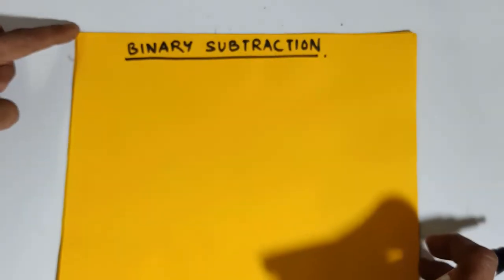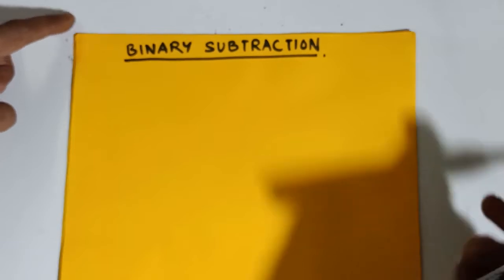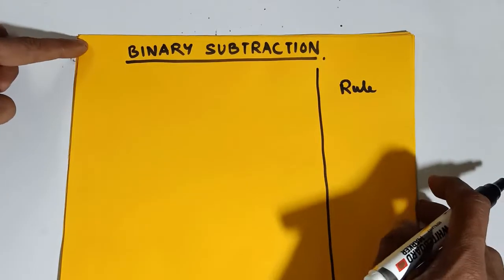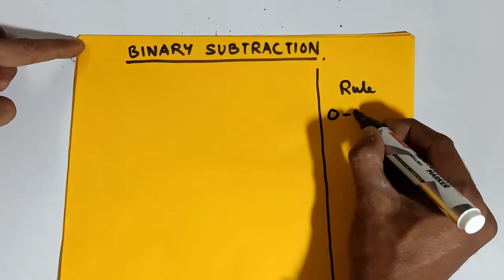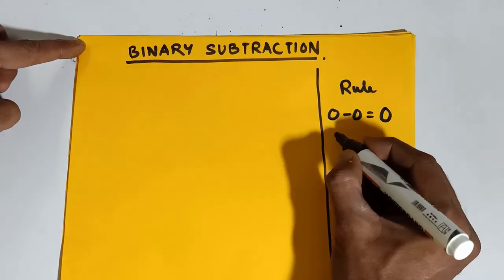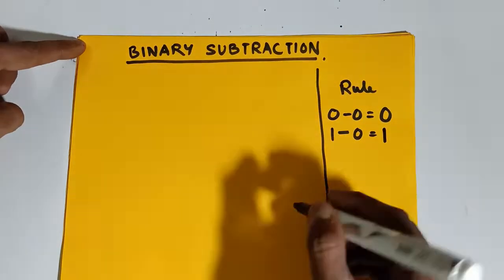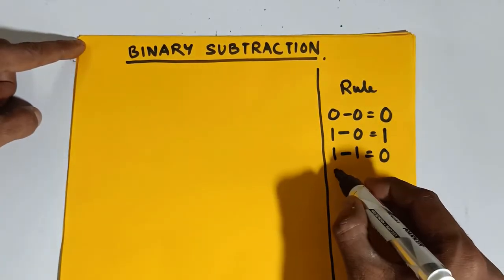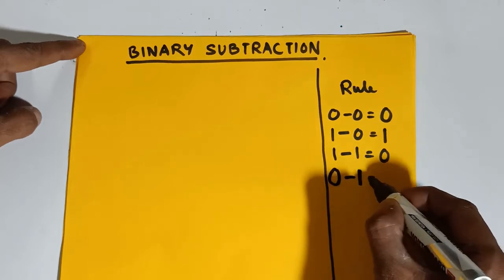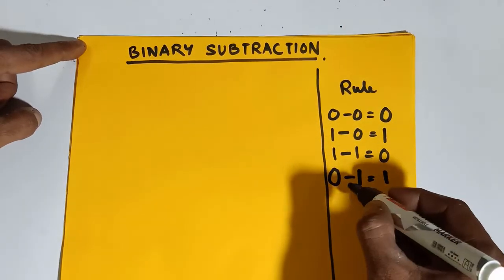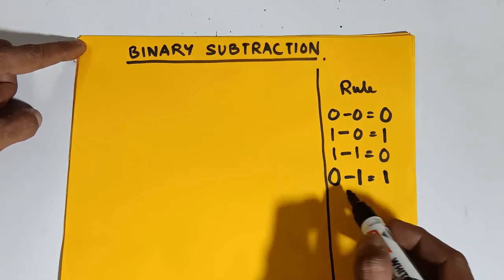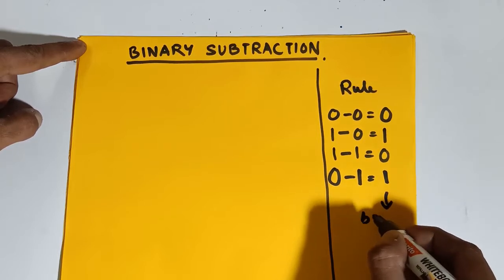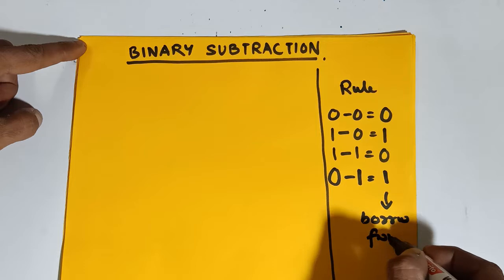So before we proceed, let us see what's the rule for doing subtraction in binary numbers. According to the rule, 0 minus 0 is equal to 0. 1 minus 0 is equal to 1, as we all know from decimal. 1 minus 1 is equal to 0. And 0 minus 1 is equal to 1. As 1 cannot be subtracted from 0, it has to borrow from the left-hand side. Borrow from left.